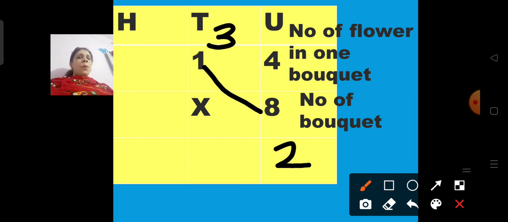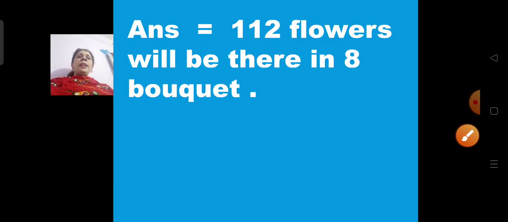1 8s are 8. 8 plus 3, 9, 10, 11. So I will write 1 in tens place and 1 in hundred place. So I get my answer 112 after multiplying 14 by 8. Now I will write my answer. That is 112 flowers will be there in 8 bouquet.